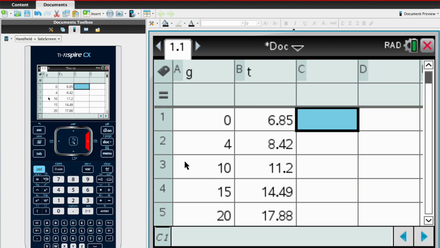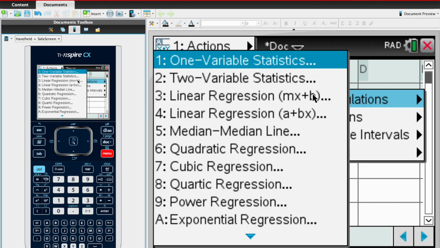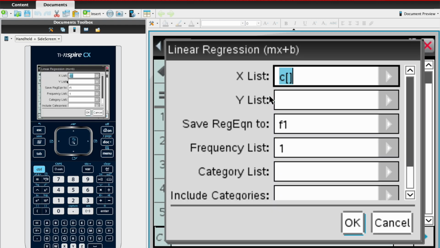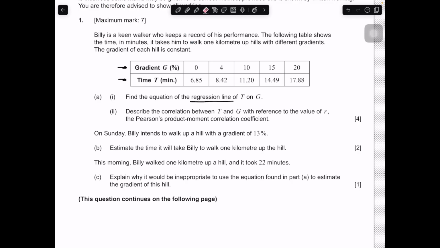Let's go ahead: menu, statistics, stat calculations, and here we have our linear regression. Tell our calculator where we put the x's and y's, press enter, and there we go. Okay, find the equation of the regression line of t on g. This is our slope, m, and b is our y-intercept. Let's return to the document for a sec and have a look.